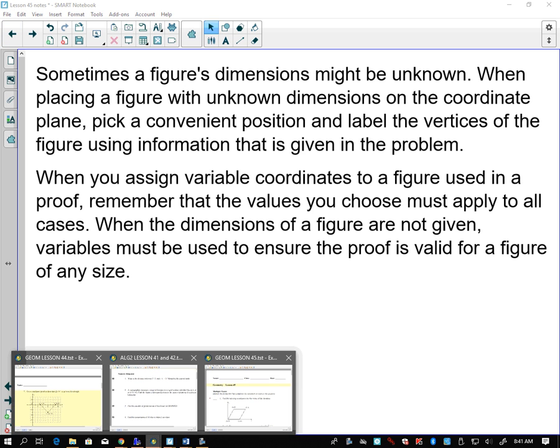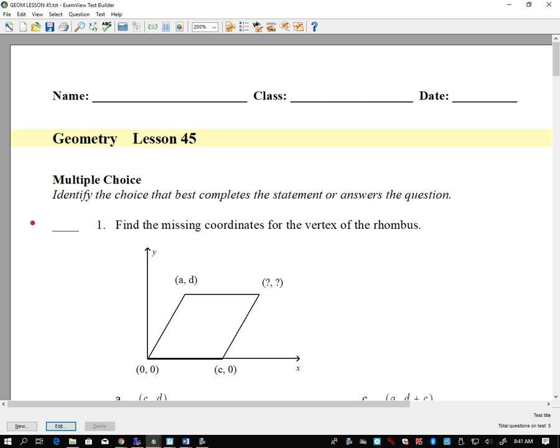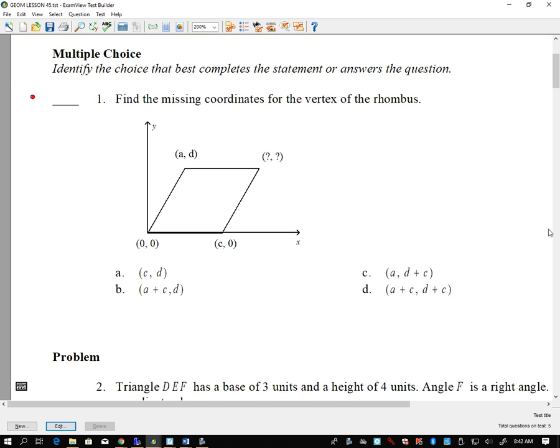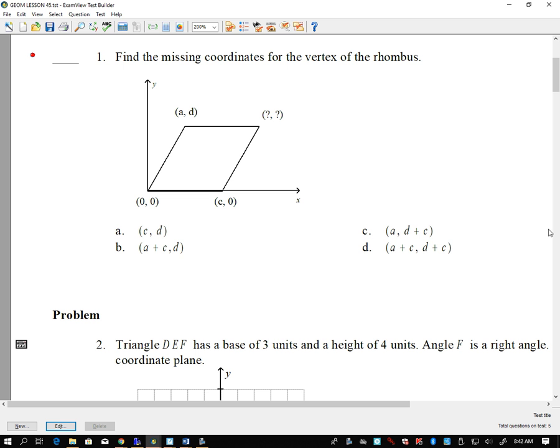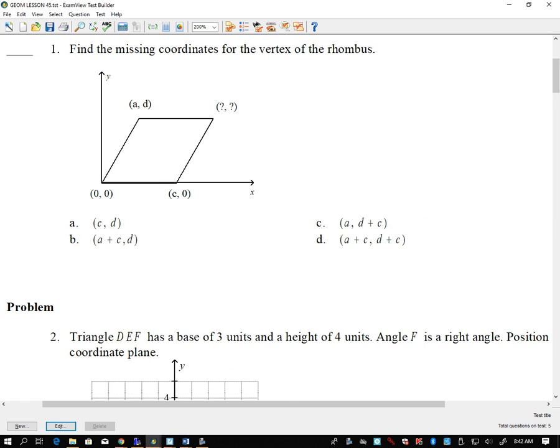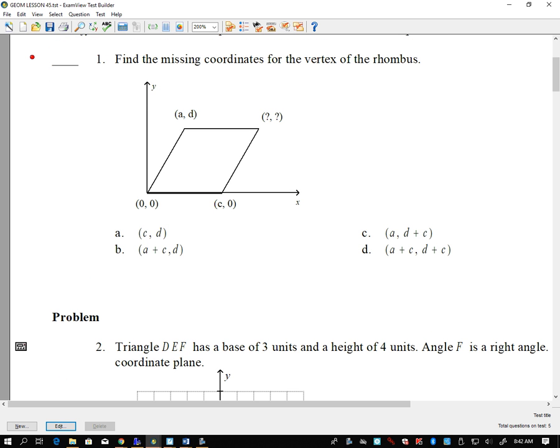Let's look at some questions here. So we start right off the bat, and they give you a rhombus. We know certain things about a rhombus, and whenever they tell you a rhombus, they don't tell you that just for kicks and giggles, right? They tell you a rhombus because we know certain specific things about a rhombus. What do we know about a rhombus? Let's list a couple of things.